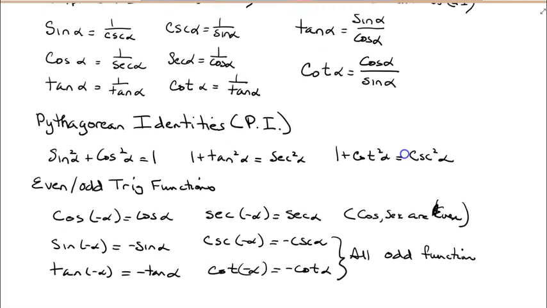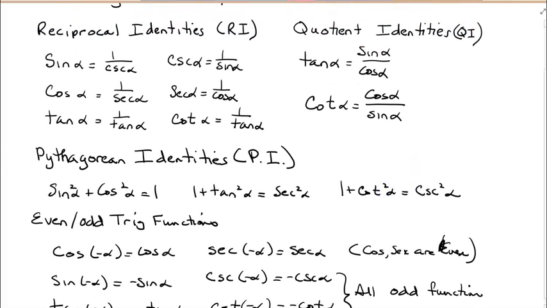And of course, if you use any of the identities above, notice I gave you some shortcuts. Instead of writing out the whole name, I used RI, QI, and PI for reciprocal identity, quotient identity, and Pythagorean identity.